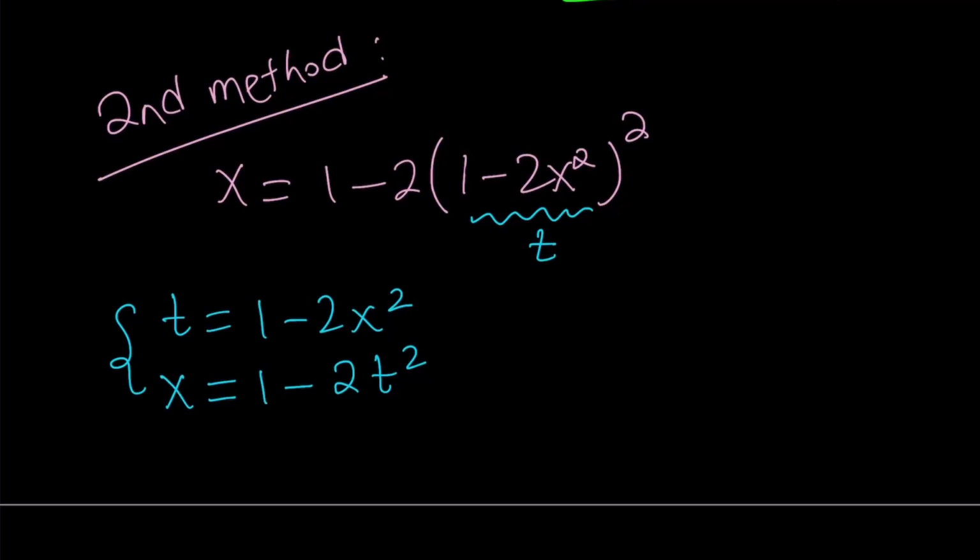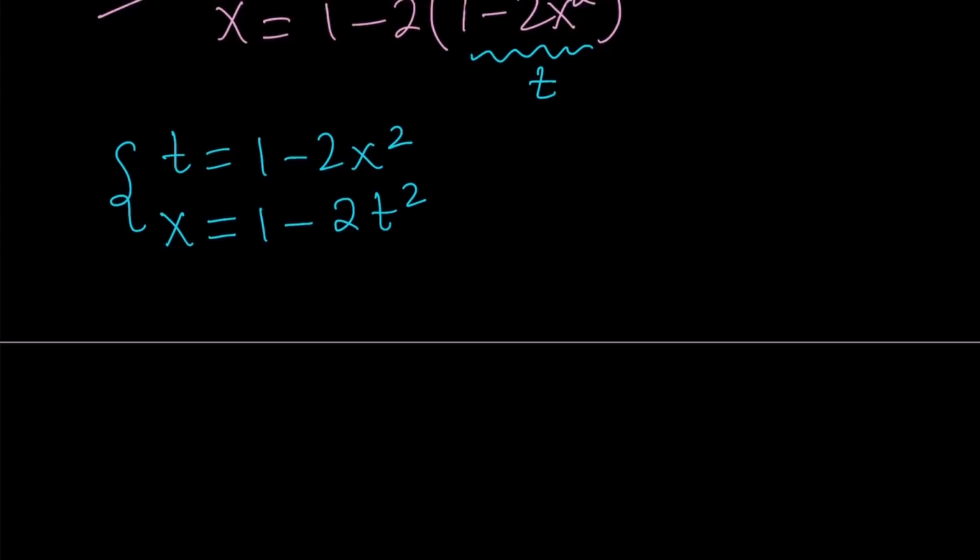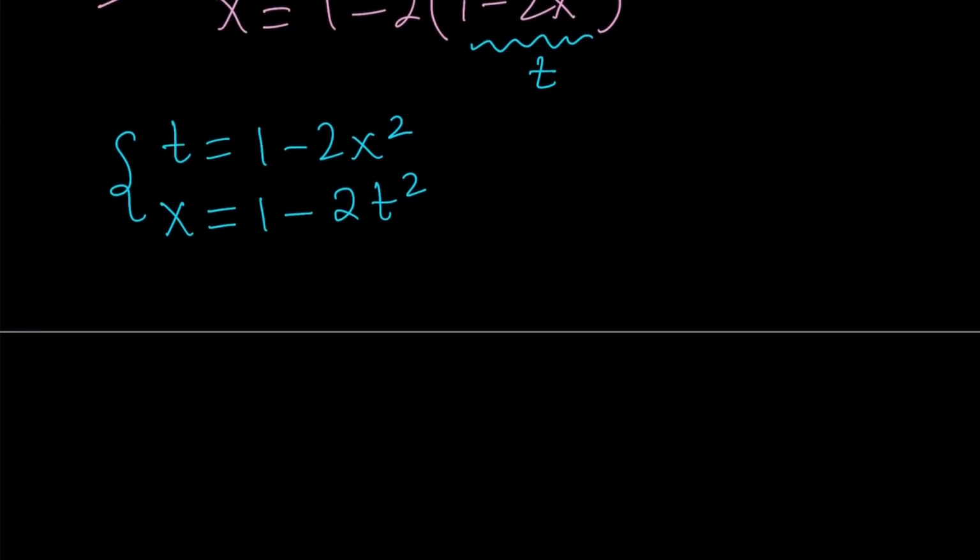And now we're going to solve the system. Remember that t is temporary. We're not trying to solve for t. We're trying to solve for x. Okay? So here's what I'm going to do. I'm going to subtract these equations. Let's go ahead and subtract side by side.